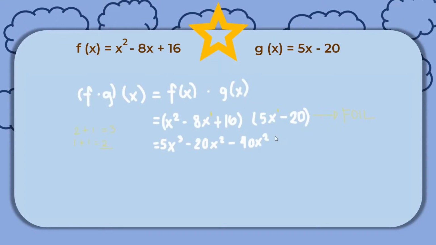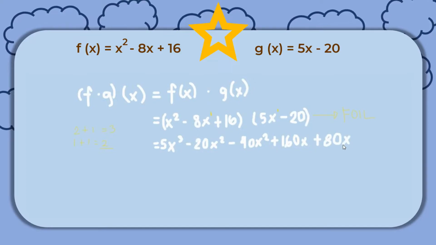Then, negative 8x times negative 20, the answer would be positive 160x. 16 times 5x, the answer would be 80x. Then positive 16 times negative 20, the answer would be negative 320. Combine the like terms, and the final answer would be 5x cubed minus 60x squared plus 240x minus 320.